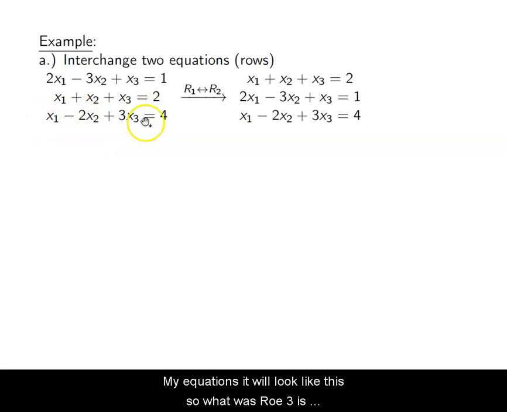What was row 1 is now row 2. So I've swapped R1 and R2. These two have switched places.